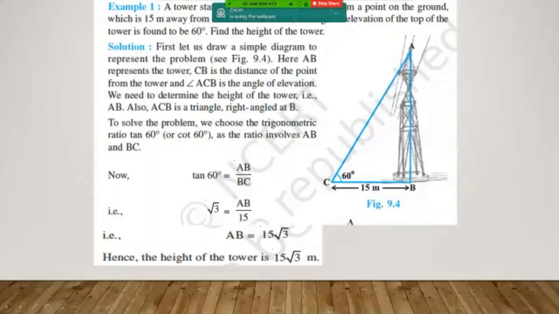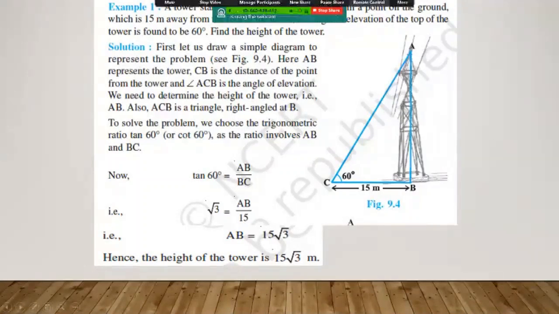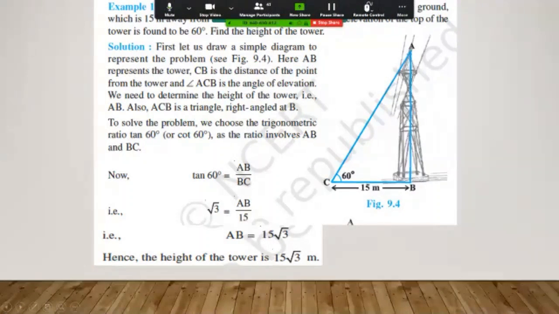So perpendicular upon base. So tan 60, I hope by now you people have memorized the values of the standard angles. Can we use cot 60? Cot 60 you can use, but it will be 1 upon root 3. It is the same thing. When you solve it, it will be the same thing, not an issue. But it's always advisable to use the standard ones, that is sine, cos, and tan. So from here we get the value of AB as 15 root 3.